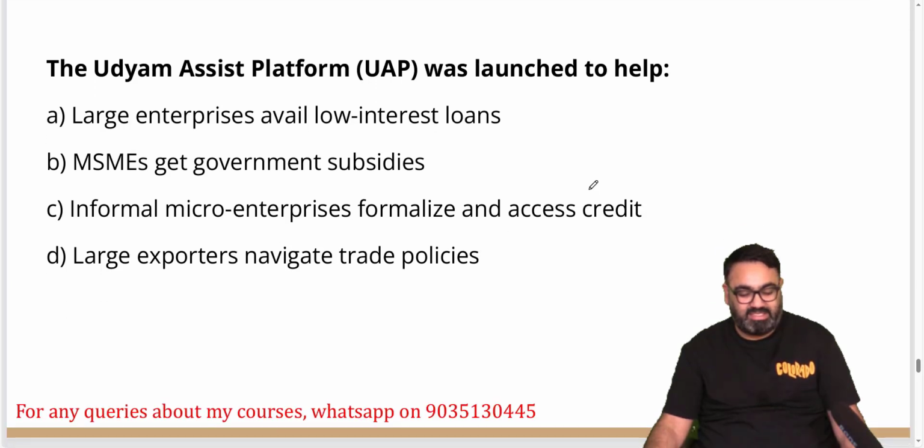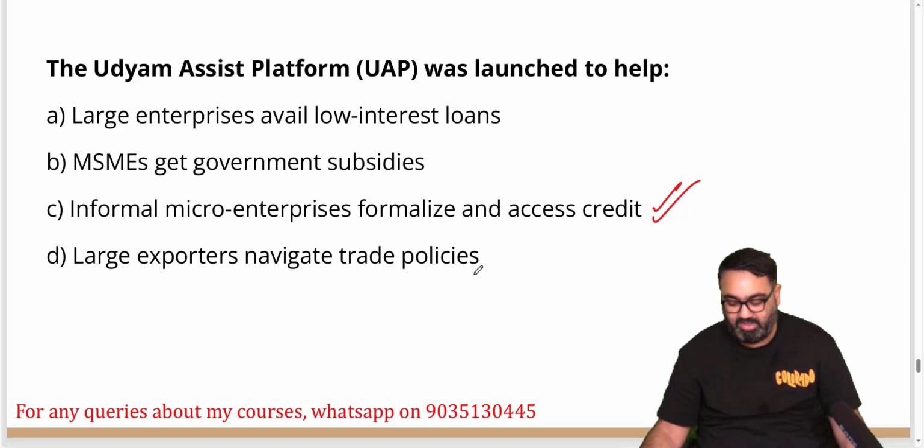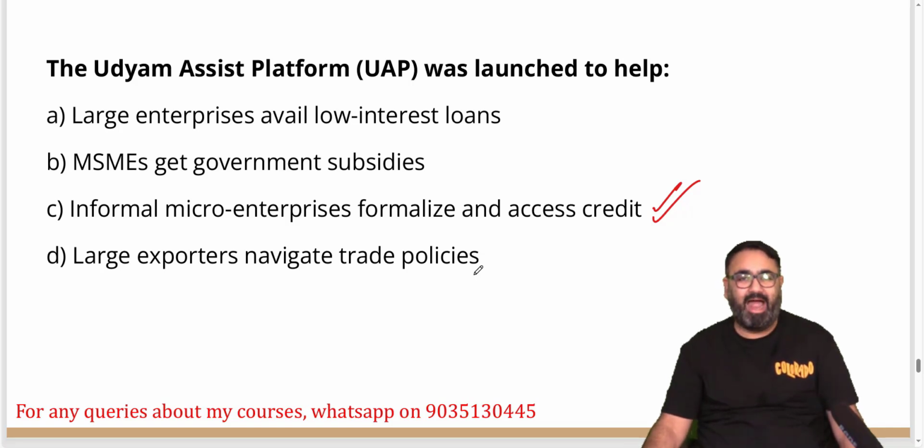Next, the Udyam Assist platform was launched to help: large enterprises to avail low interest loans, MSMEs to get government subsidies, informal micro enterprises to formalize and access credit, or large exporters to navigate trade policy. We discussed this. The Udyam portal, also the Udyam Assist platform, helps the MSMEs that don't have a formal structure to formalize themselves and have easy access to bank loans in the coming years.